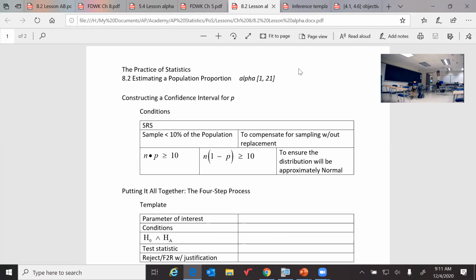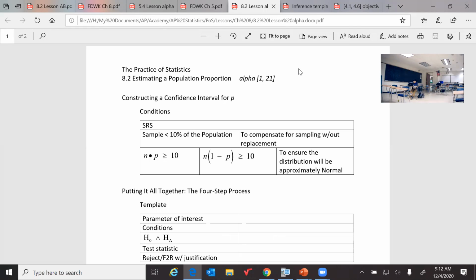Now, just so you understand, you're looking at that PDF, I'm having some issues with the hat showing up, converted from Word to PDF. There's a hat. A hat means it's a sample proportion.